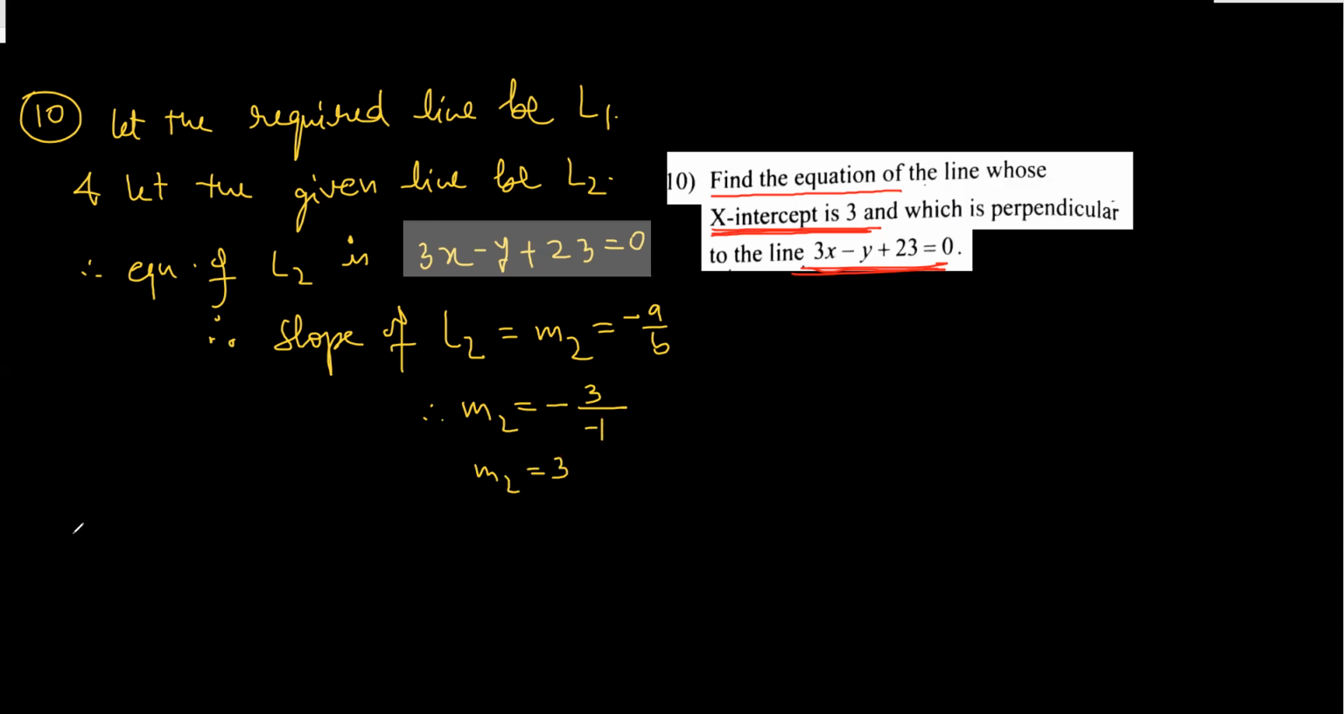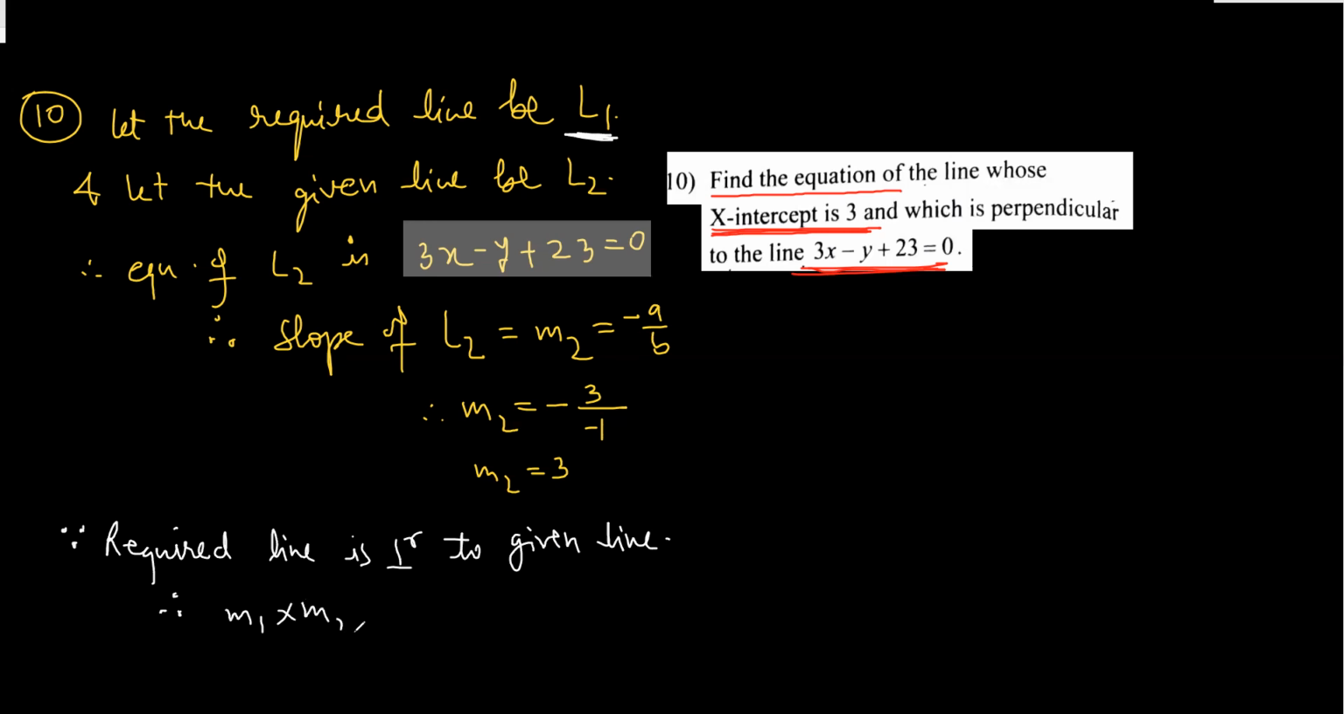So see here, I write, since required line is perpendicular to given line, therefore M1, slope of L1, required line, is M1. So M1 into M2 is -1. Yes, when two lines are perpendicular, the product of their slopes is -1. So what will be M1? M1 is equal to -1 upon M2. M2 is 3, so it is -1 upon 3. I got M1, the slope of the required line.